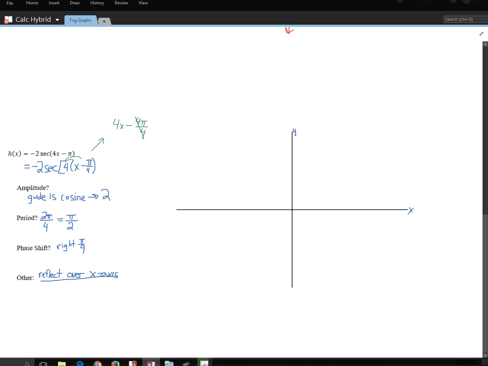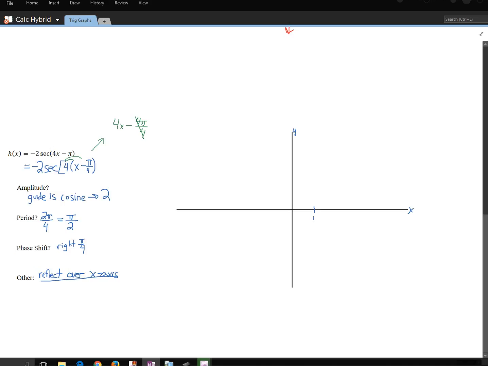Okay. So let's go ahead and graph the guide function first. I'll graph the guide function in blue. We don't have any up or down, so I'm not going to start with that. If we did, I would definitely start there. I'm going to be right by pi over 4. It's a cosine function with an amplitude of 2. So cosine starts in the middle. Let's scale this by pi over 4, shall we? Because our period's pi over 2, and we've also got a phase shift of that much.